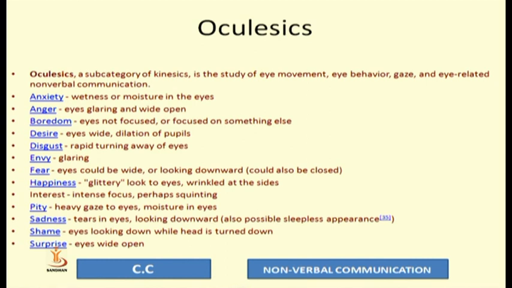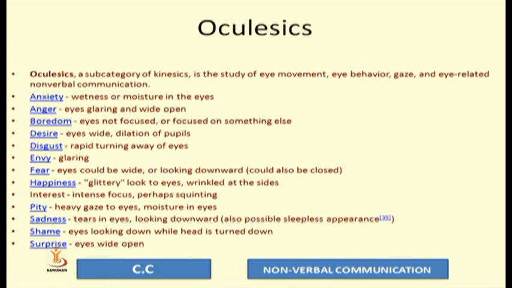There would be slight wrinkles at the side. Interest would be intense, focus. Pity, heavy gaze to eyes, moisture in eyes. Sadness, when you are sad, there would be tears in your eyes, looking downward, possibly a sleepless appearance. Shame, eyes looking down while head is also down.